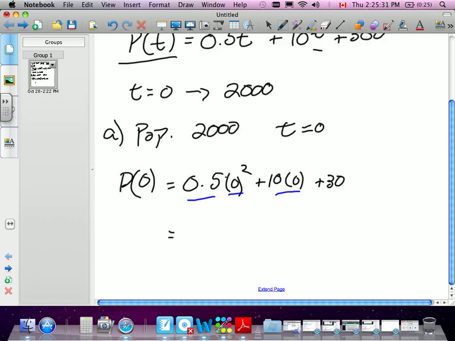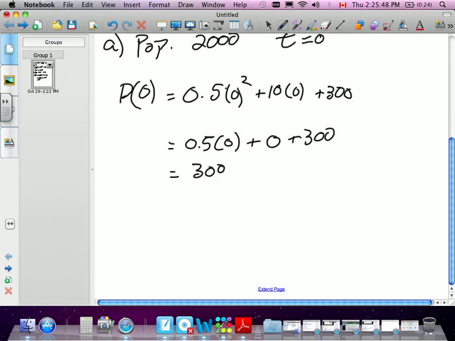0 times 0 is 0, 0 times 0.5 is 0, 0 times 10 is 0. So our population in thousands in the year 2000 was 300,000. Okay, because it does say it's in the thousands. Make sure whenever you're doing word problems, you read if there's any stipulations to the questions. So population in 2000 was 300,000 people.